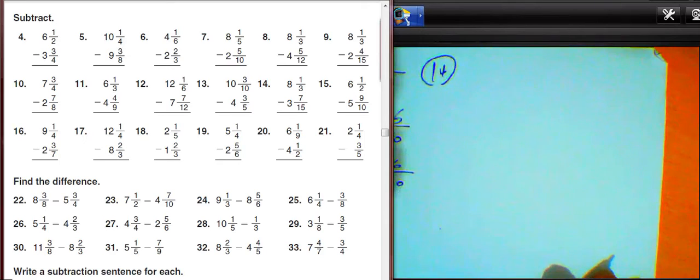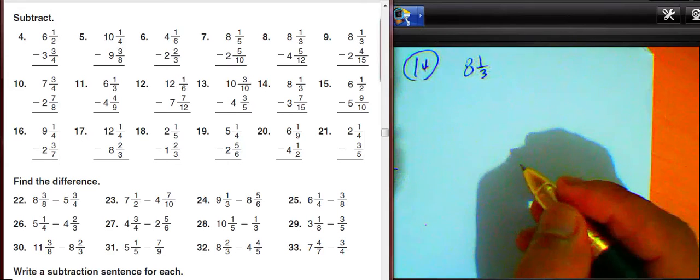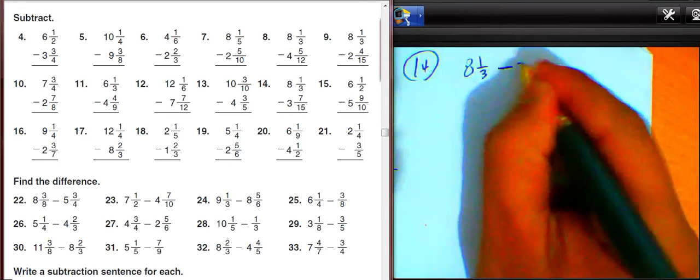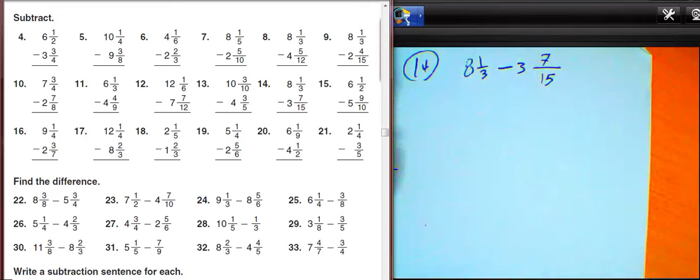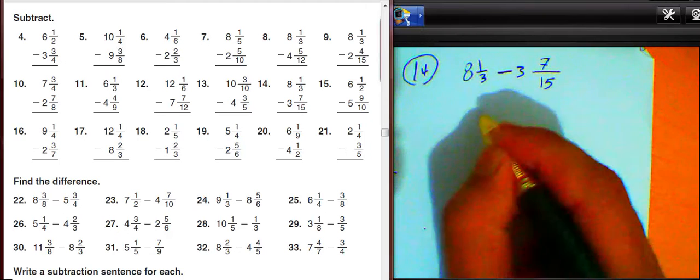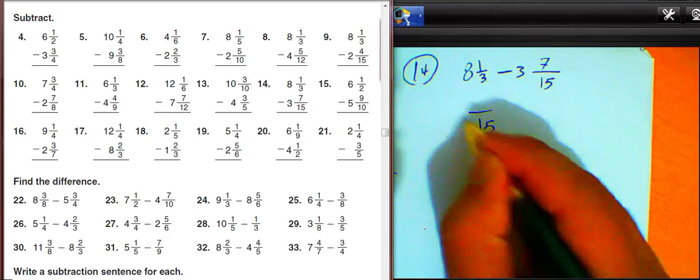Question 14. 8 and 1 third subtract 3 and 7 over 15. We know the least common multiple will be 15. 15 can divide by 3. We can write 15 here and 8.